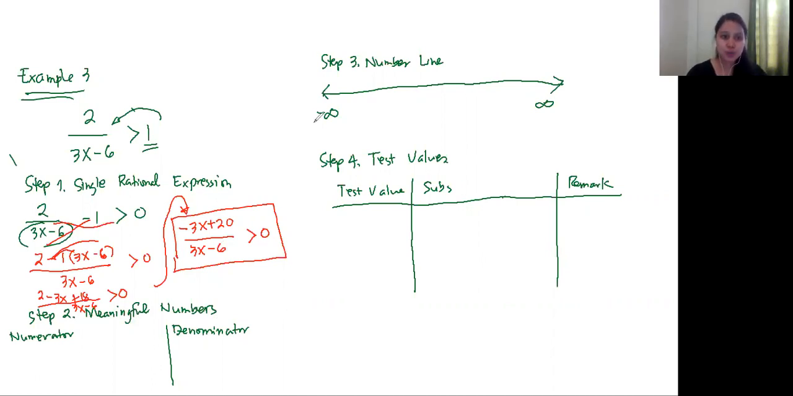So let's start with step number 2. Numerator, negative 3x plus 20 is equal to 0. We do transposition. That's negative 3x equals negative 20. Divide all by negative 3. X is equal to 20 over 3.